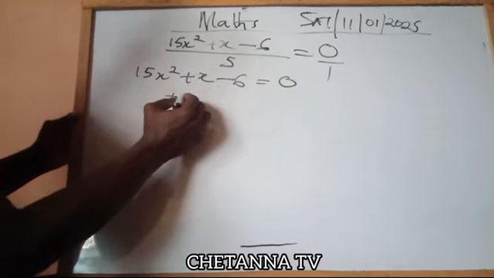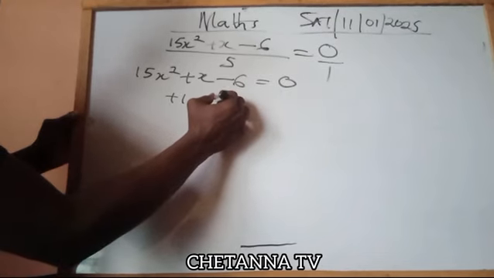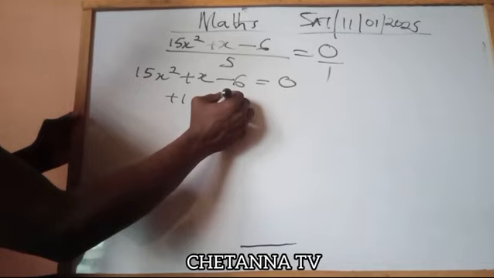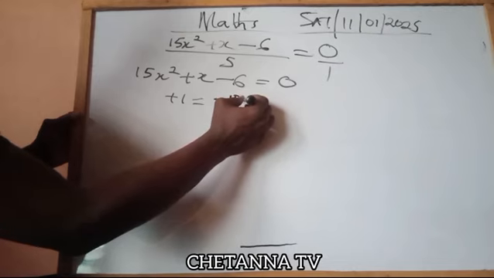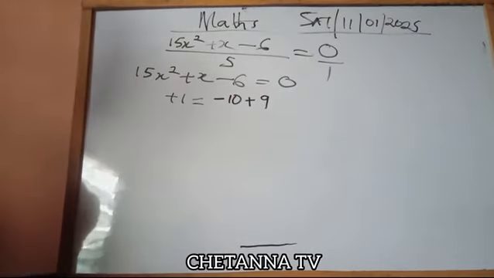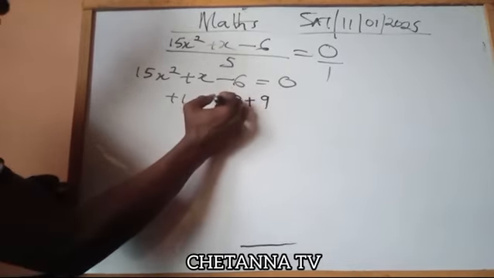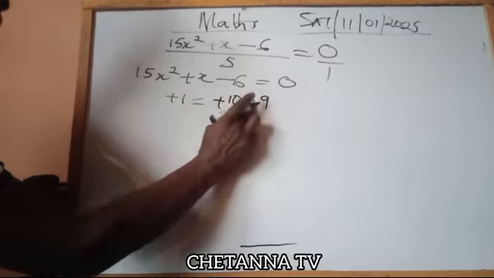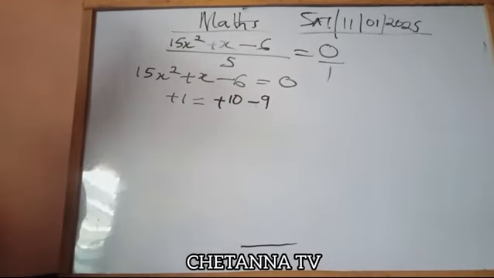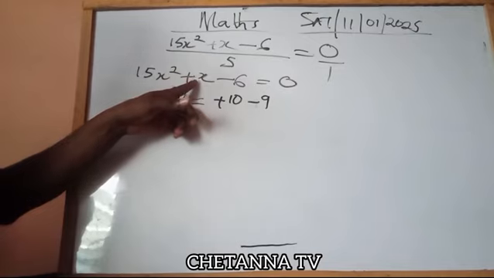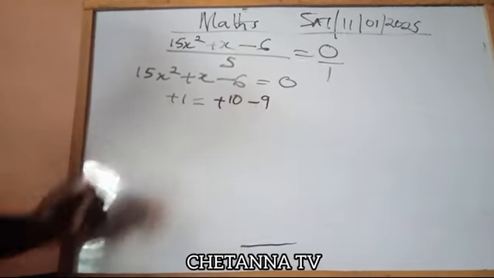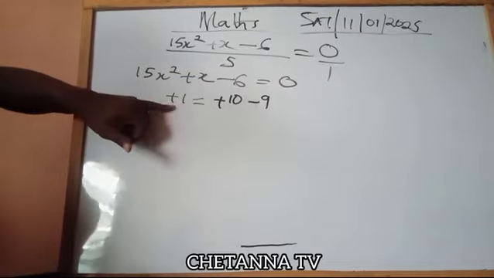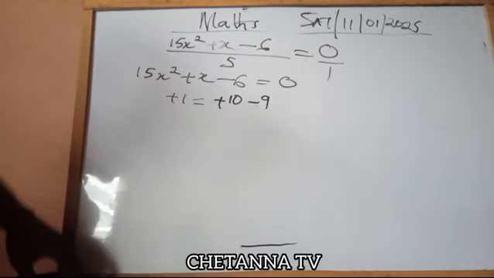So that means plus 1 is equal to plus 10 minus 9. Is it clear? Plus 10 minus 9 will give you plus 1, and plus 10 times minus 9 will give you minus 90. So any place we see this 1, we replace it with 10 and minus 9.